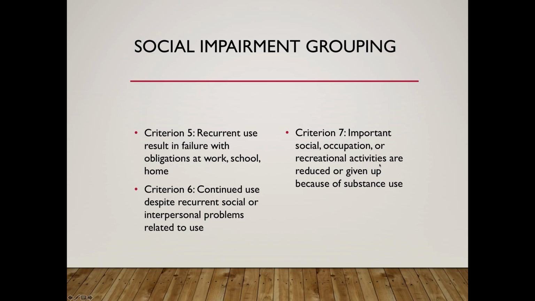Social impairment. Recurrent use results in a consequence, whether it's at work, school, or home, right? So at work, I had to call out, or I went to work high. At school, I failed or missed a test. At home, my partner is saying they're going to leave me, or my parents are going to kick me out of the house. Continued use despite those issues. And other recreational activities have been given up.